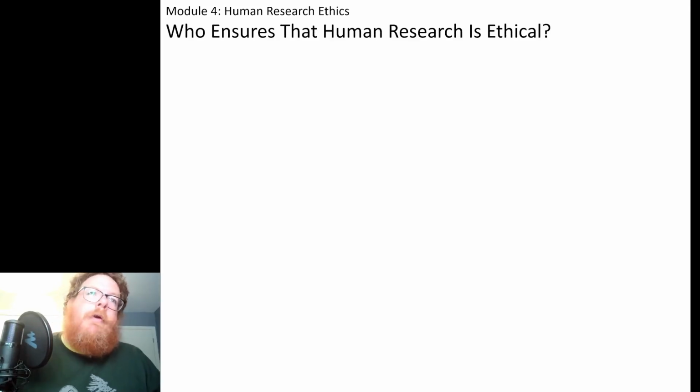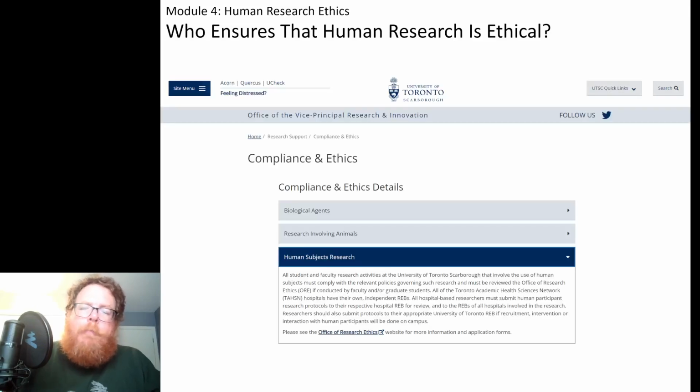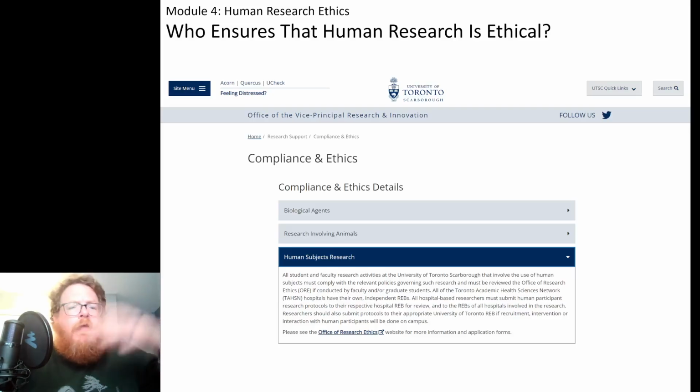The next question I want to talk about here is who ensures that human research is ethical? And the answer might surprise you. It's largely accomplished at the institutional level. So it's the institutions themselves who conduct research on humans who are largely responsible for the oversight of their own research. Now, I think there are some national and international level bodies that provide broader guidelines, but for the most part, the institutions themselves are sort of self-governing on this point.